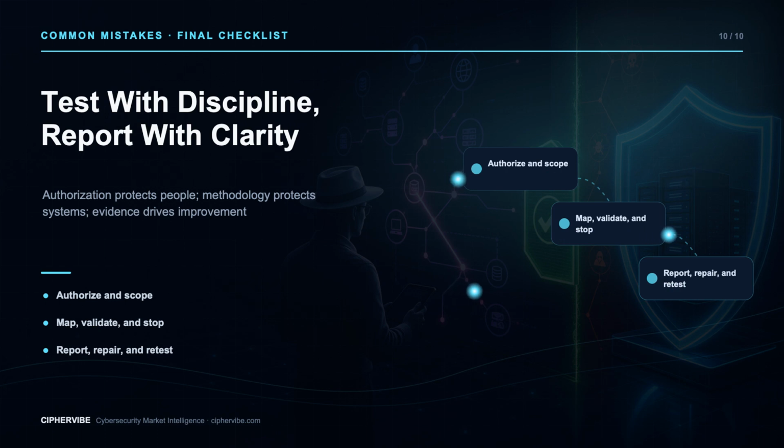Remember the building inspection. The signed work order comes first, the property line matters, and opening one test door is enough to prove the lock needs repair. Authorized. Controlled. Evidence-driven. That is ethical penetration testing.